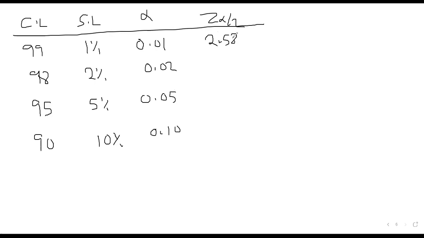2.58. 2.33. Correct. 1.96. 1.645. Correct. Now all these are pointing to these guys. So I want you to give me the Z. I'll give you randomly. Now just give me the Z for the figures I'm going to give you.